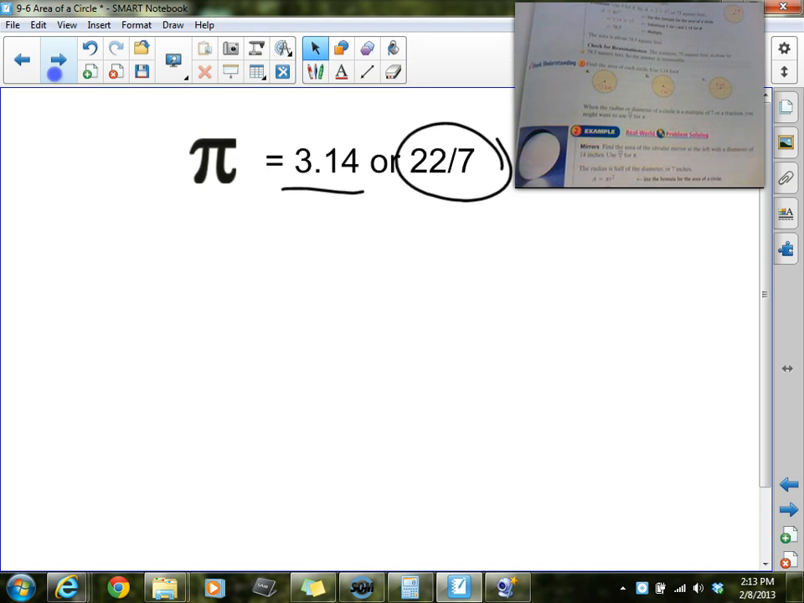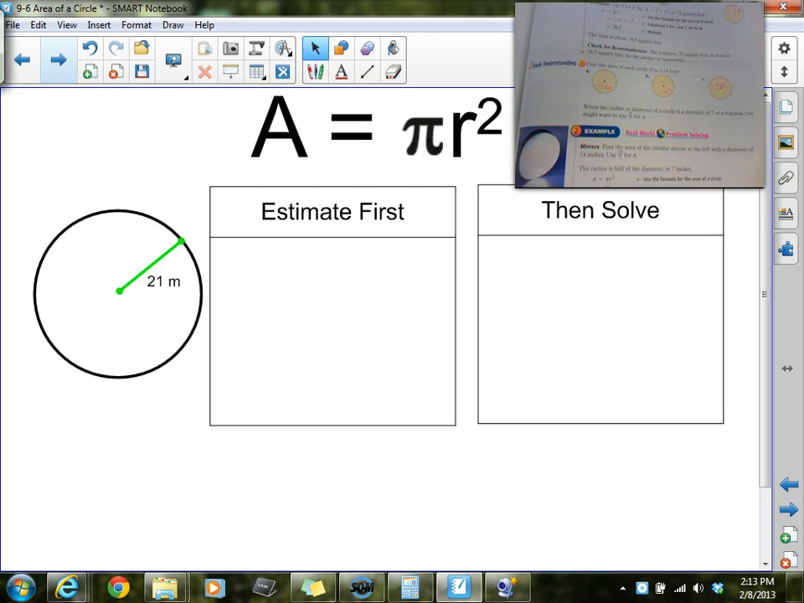Now let's go and work on the 22/7. Now, with the 22/7, it's only helpful if your radius is divisible by 7. It's easily divisible by 7. If it's not, it's not going to work out the best as you want it to, okay? So, let's go get started. I'll use a different marker for this one.